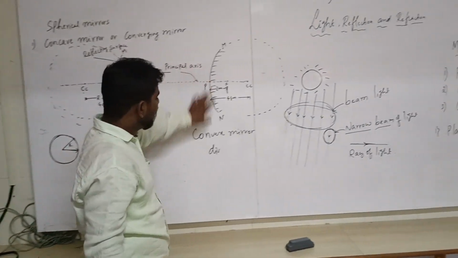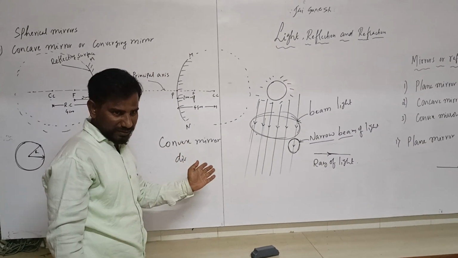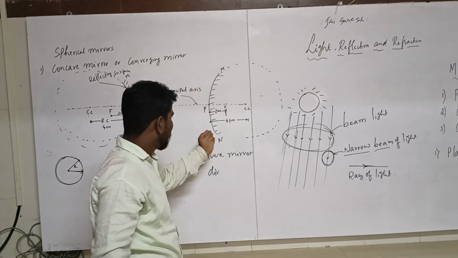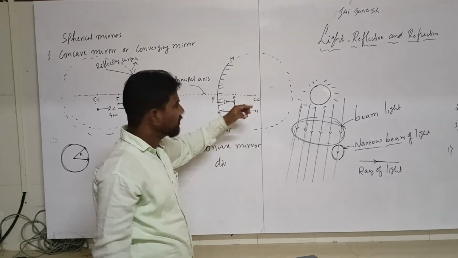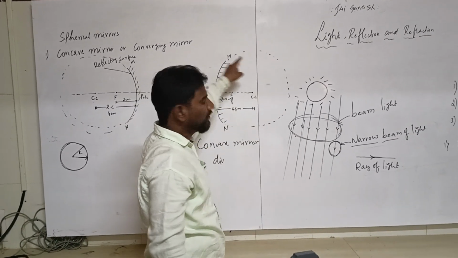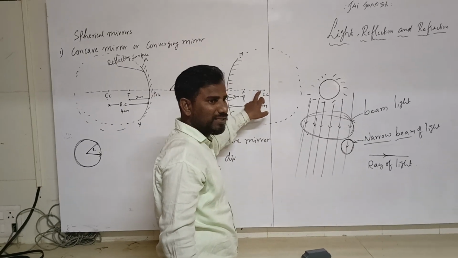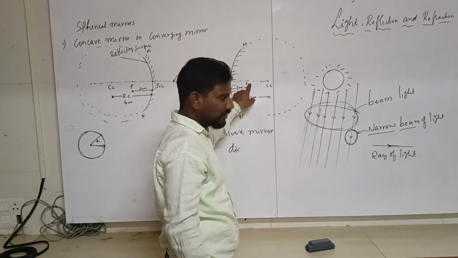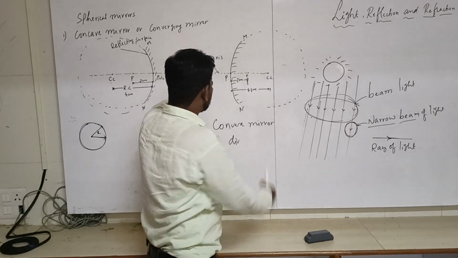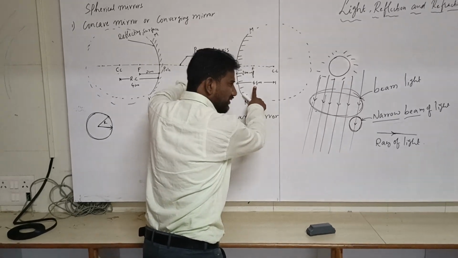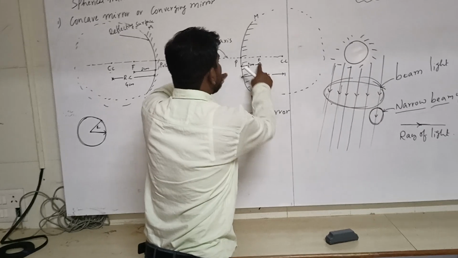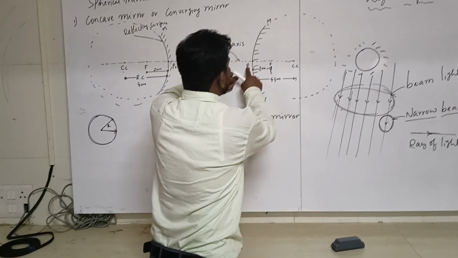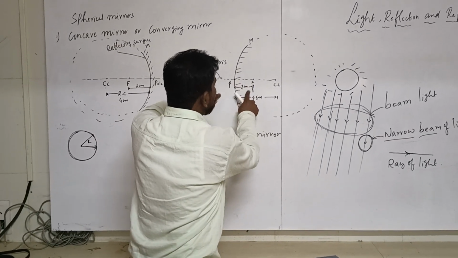Similarly, in a convex mirror, which is a diverging mirror, the reflecting surface is bulged outward. This acts as a reflecting surface, and this is your principal axis. If I draw a circle, it becomes a sphere. The center of the sphere is the center of curvature, half of it is your focus, and the center of the mirror is the pole. If the radius of curvature is 4 cm, the focal length is half of it, which is 2 cm.